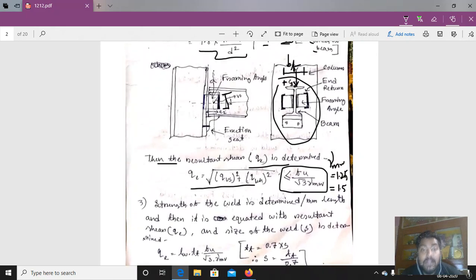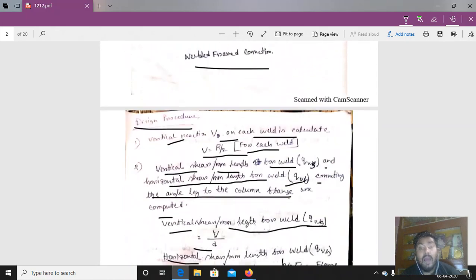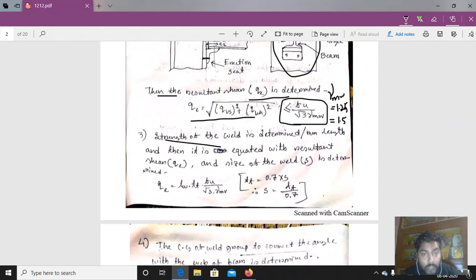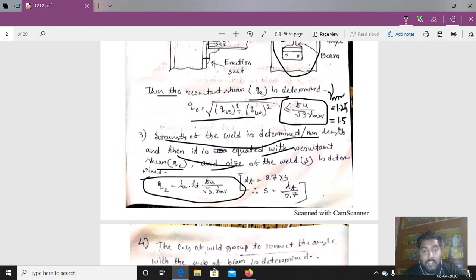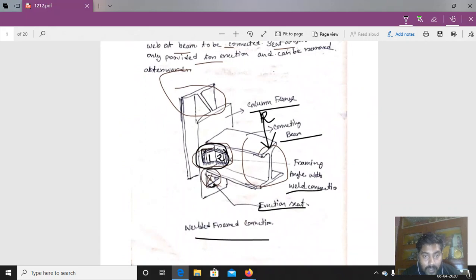Now we have to determine the size of the weld. How is the size of the weld determined? The strength of the weld is determined per millimeter length. That is the formula for the strength of the weld. If you can recall, this is the strength of the fillet weld. Generally, we provide fillet weld, and then it is equated with the resultant QE and the size of the weld is determined. So, QE is equated with the strength of the weld. Here, the length of the weld we know, we can determine the length of the weld.